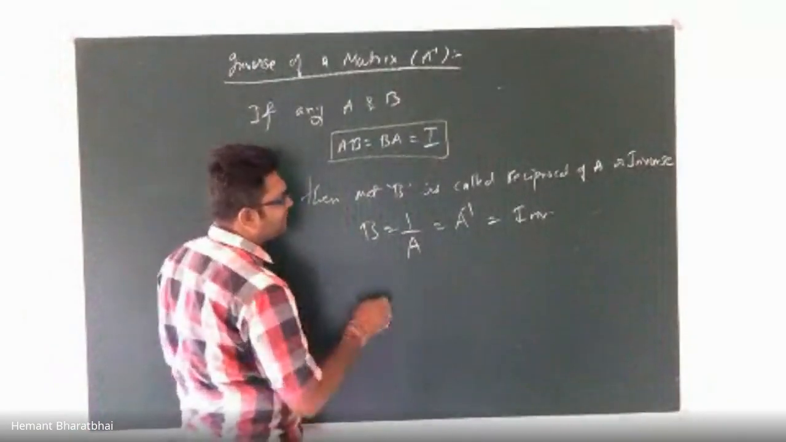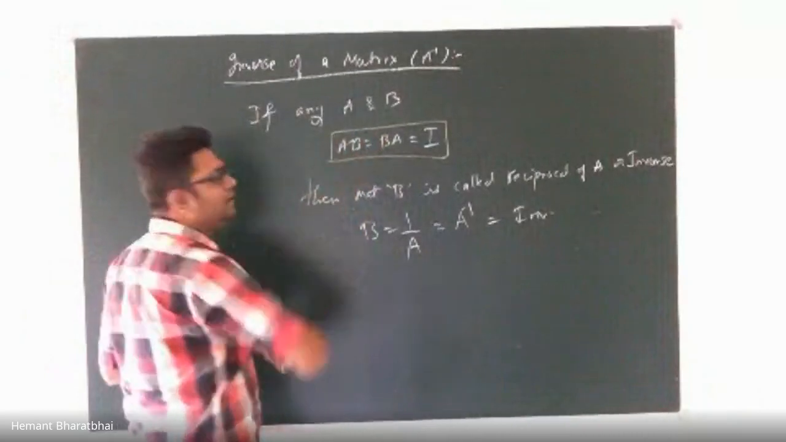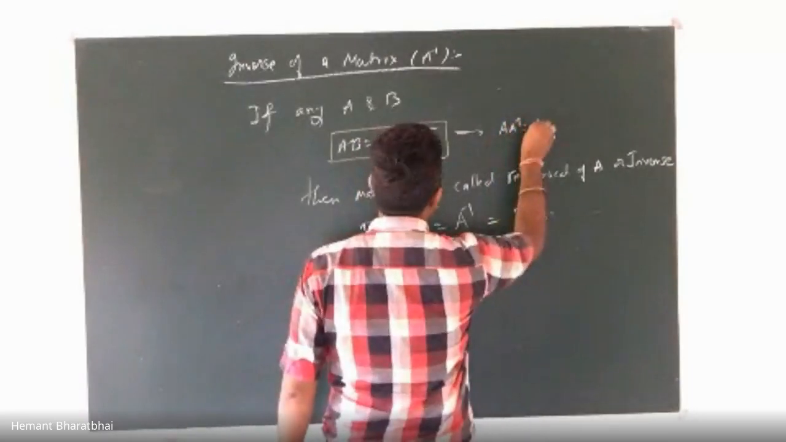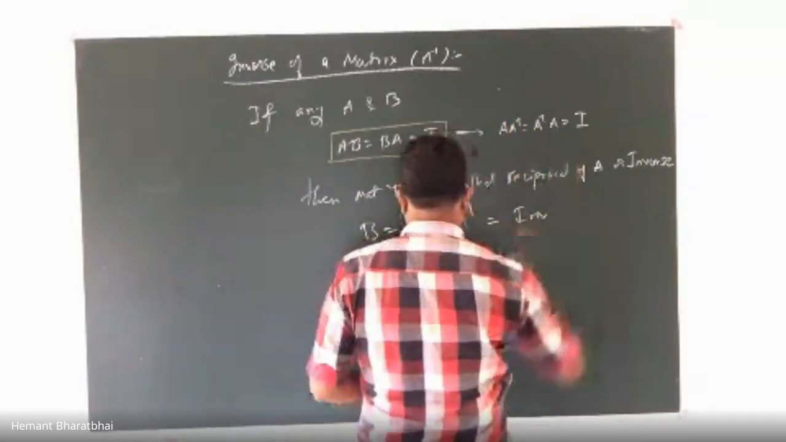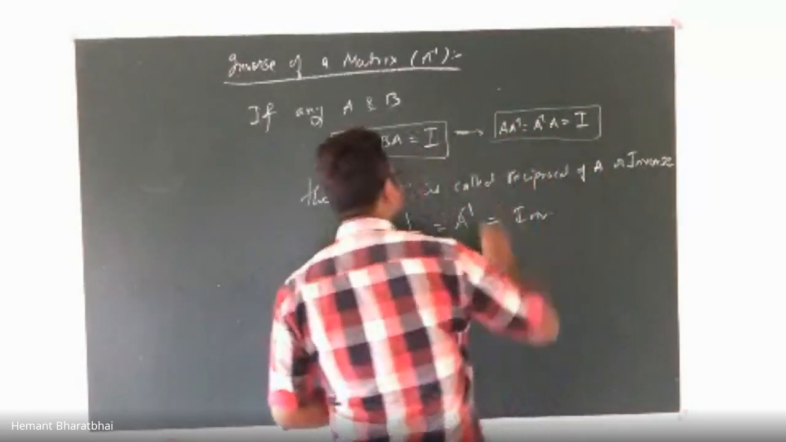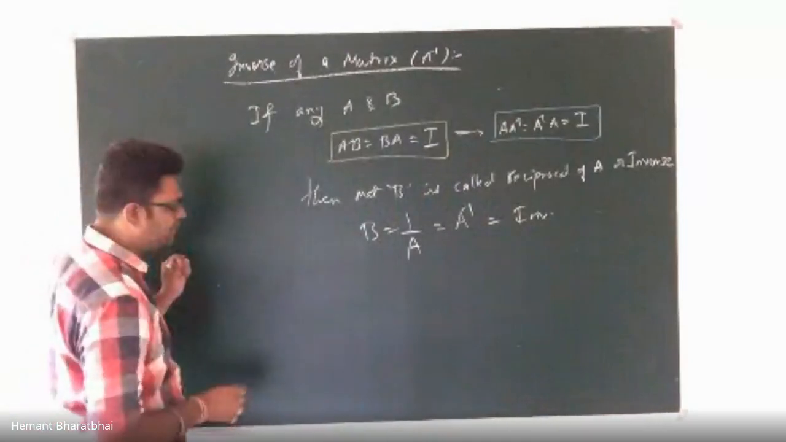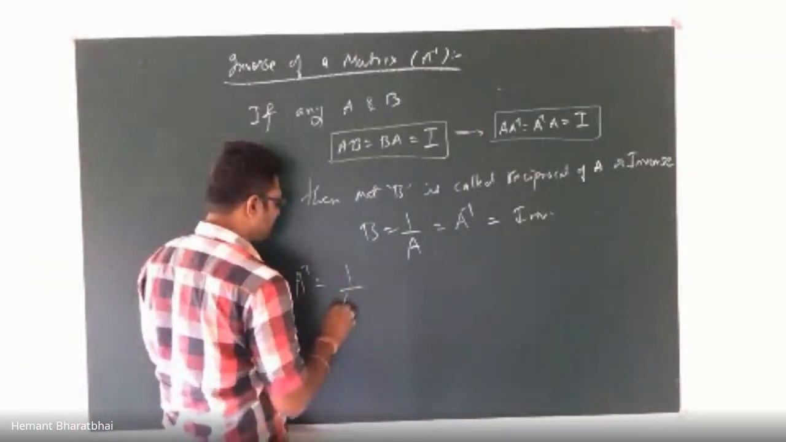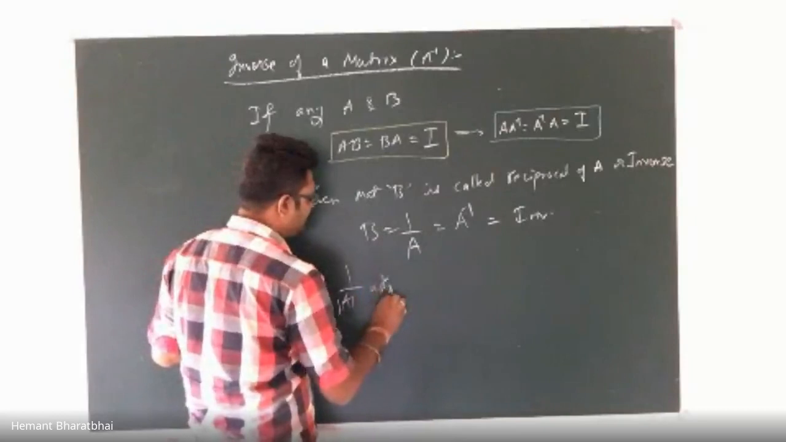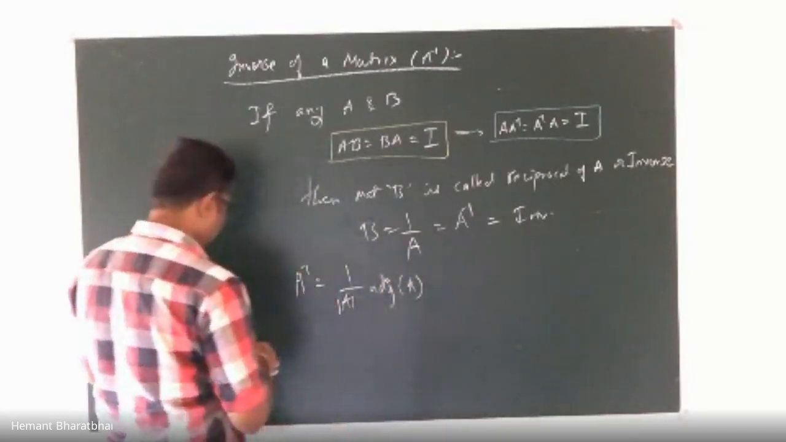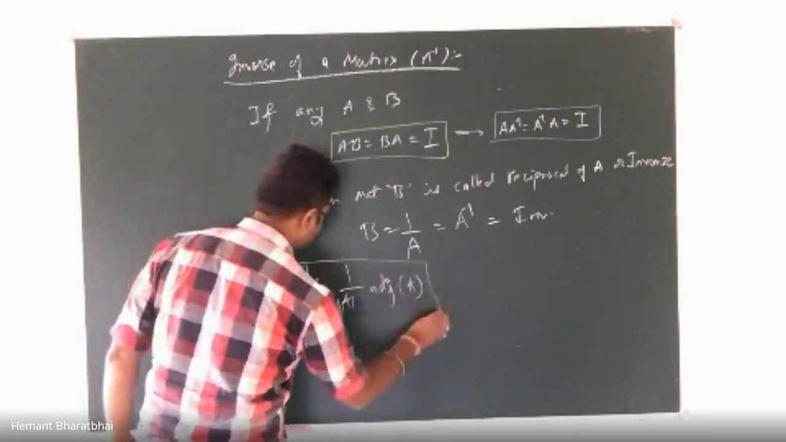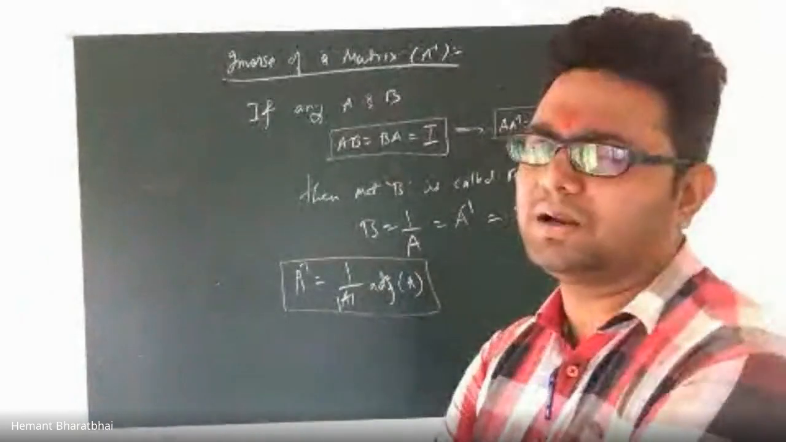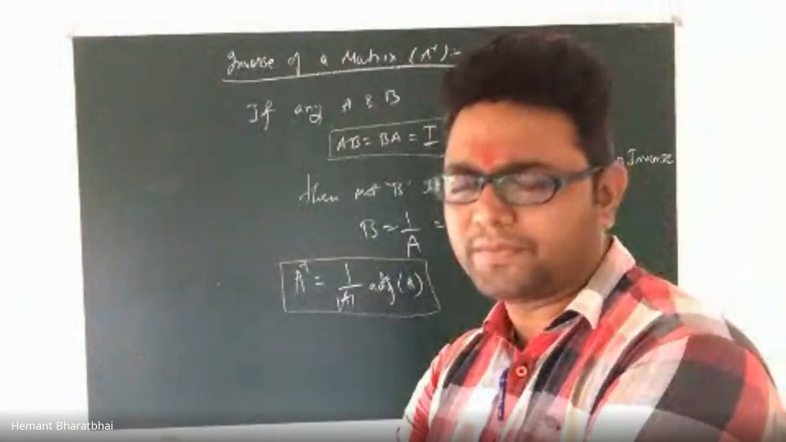There is one more way to find this matrix. It is A into B. I have denoted B as A inverse, so it can be directly written as A into A inverse is equal to A inverse into A is equal to I. So there is one more method to find the inverse, and it is given as this: A inverse is equal to 1 upon determinant of A into adjoint of A. This is a simpler method to find the inverse of a matrix.